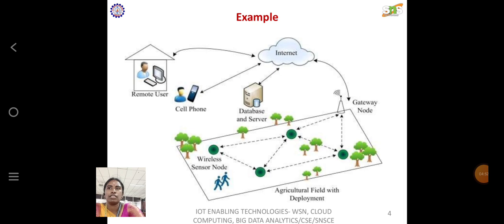Applications of wireless sensor networks are military applications, transportation, health applications, environmental applications, air pollution monitoring, greenhouse monitoring and the agricultural sector.